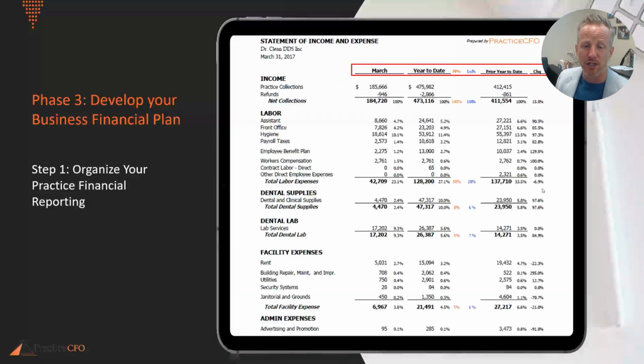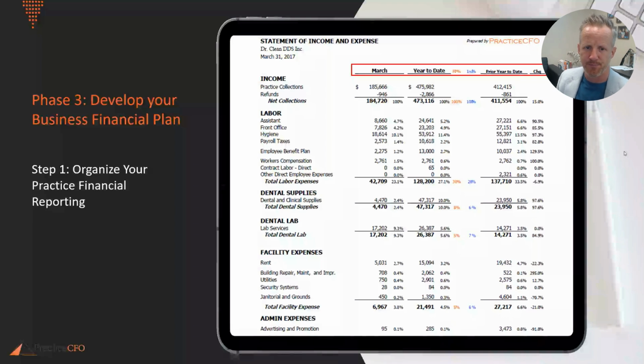All right, now what should it look like? Well, I'm going to give you a sample of the Practice CFO financial statements. Now, these are actually outdated. We've now since moved to a different reporting software. However, they're formatted very similar to what you're seeing on the screen. And let me narrate that for those of you that are just listening.